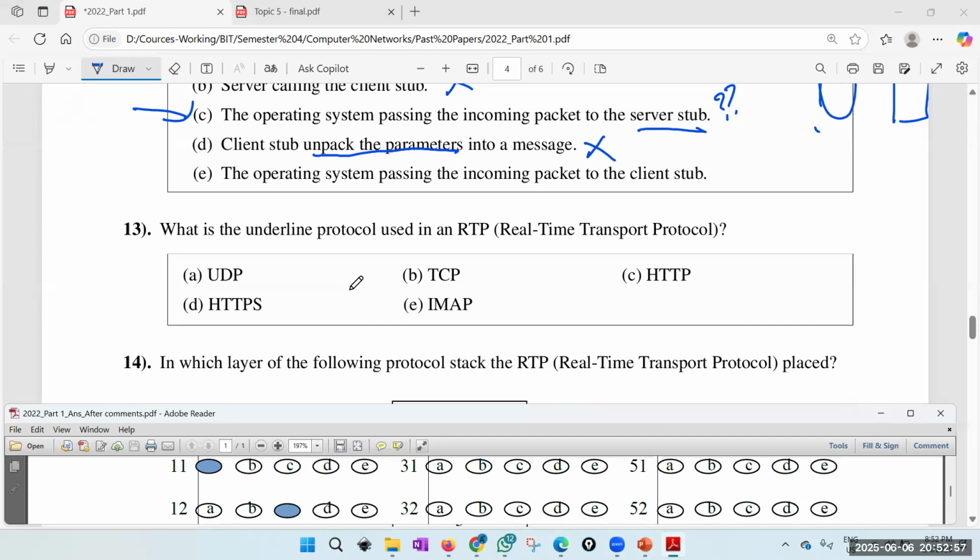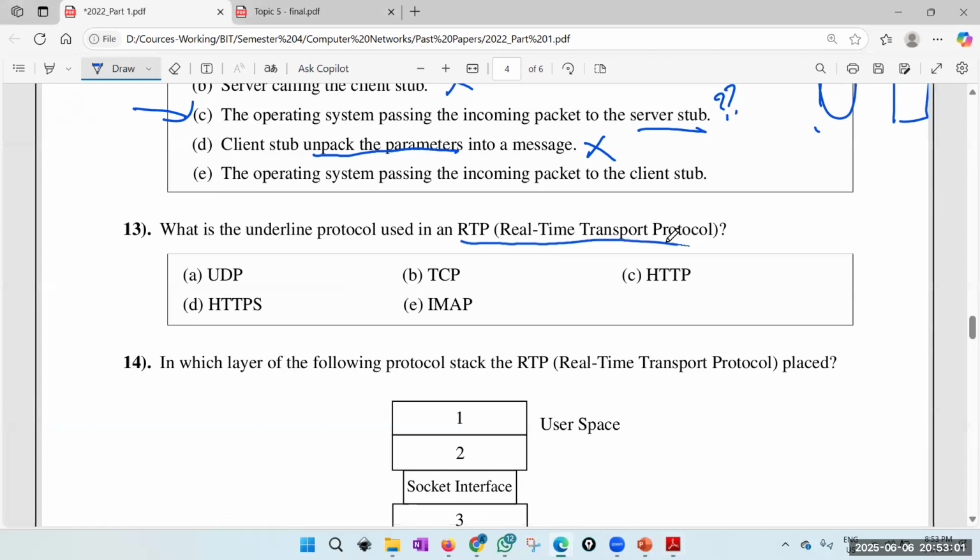What is the underlying protocol used in real-time transport protocol? Remember, real-time transport means you need to transmit quickly and fast, like video streaming. If you are interested in speed over reliability, you always go for what? UDP, right? Because you are interested in high speed. So the answer must be A.